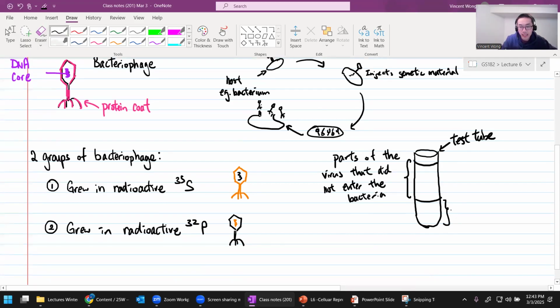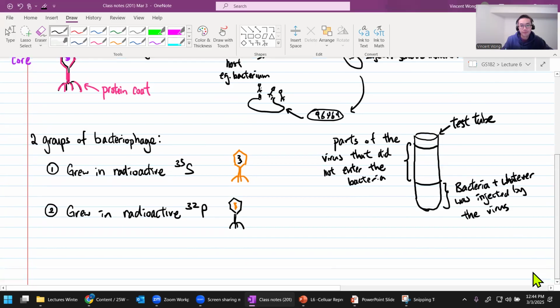On the other hand, the heavier stuff, this is where the bacteria is going to be. Bacteria plus whatever was injected by the virus. Okay? So that's the setup that you have to understand.